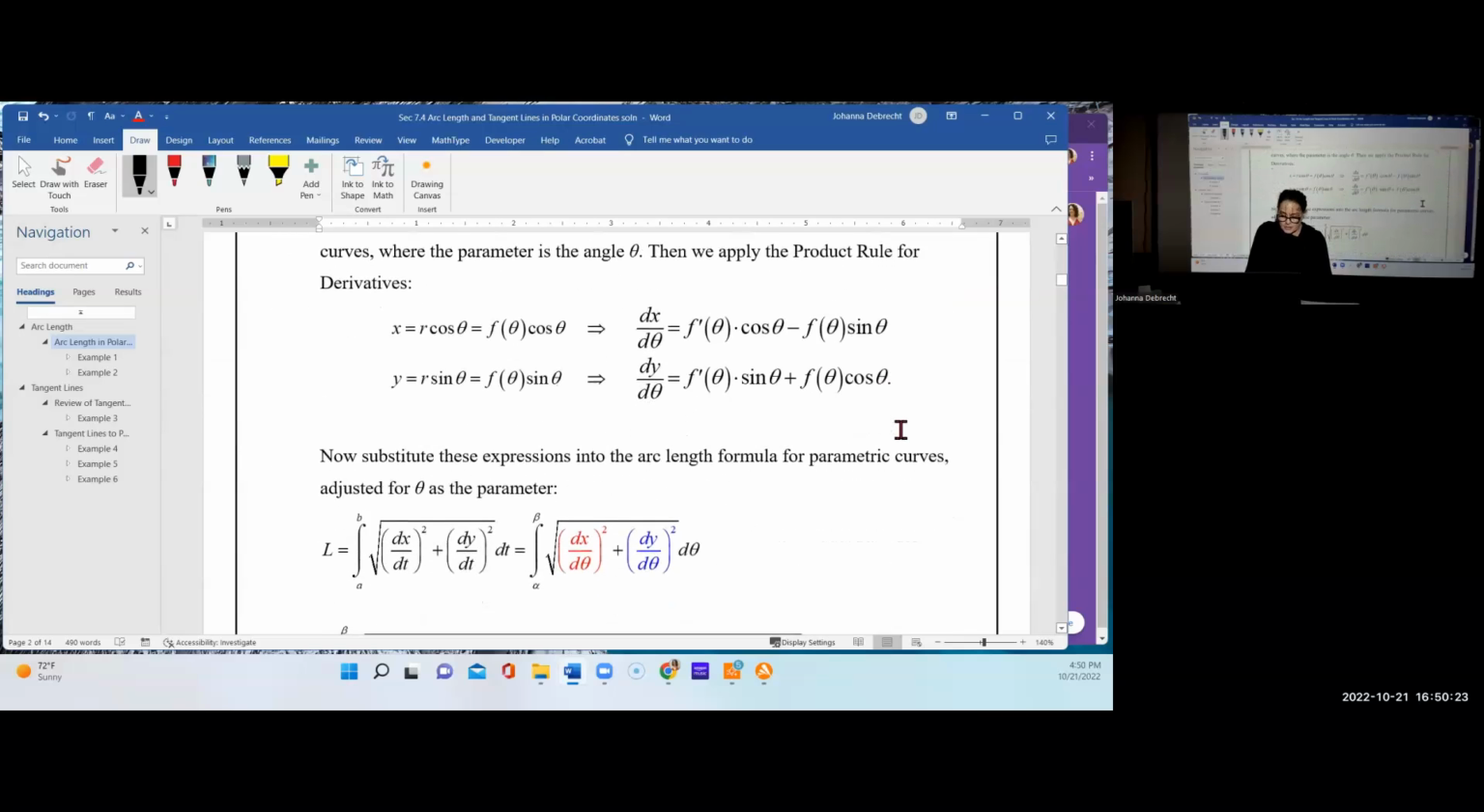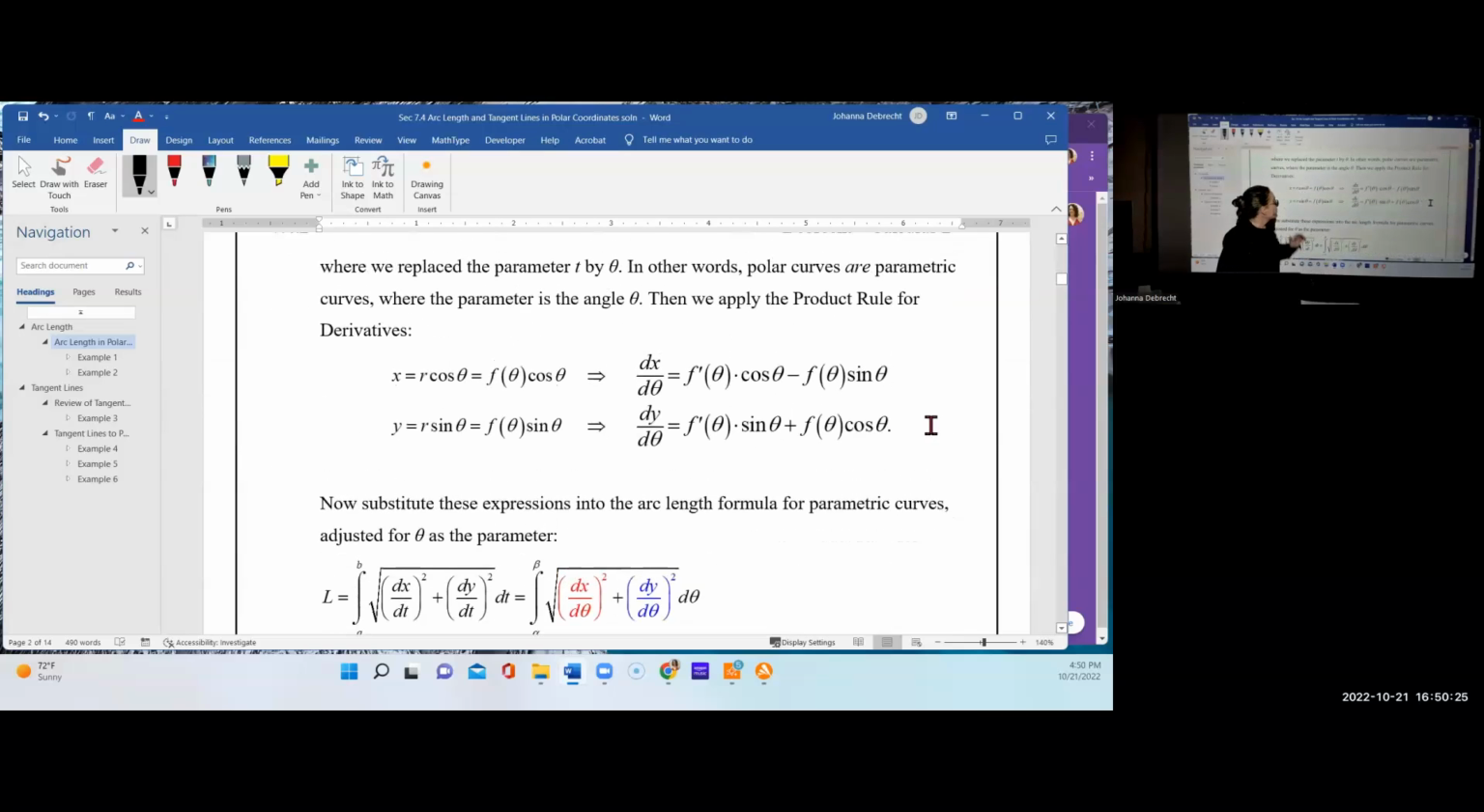In order to find the derivatives, we have to remember these relationships, that x is equal to r of theta cosine theta, and y is equal to r of theta sine of theta. Because they both depend on the independent variable theta, that means when we take the derivative, we have to apply the product rule. So this becomes derivative of the first times the second, and then minus, because the derivative of cosine is negative sine, times the first. So derivative of the second times the first.